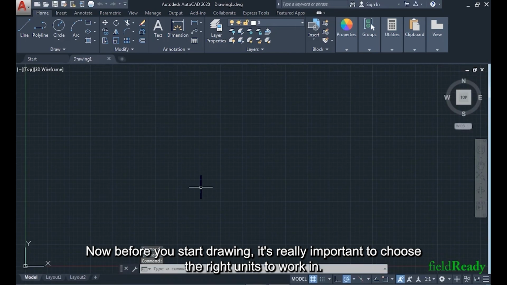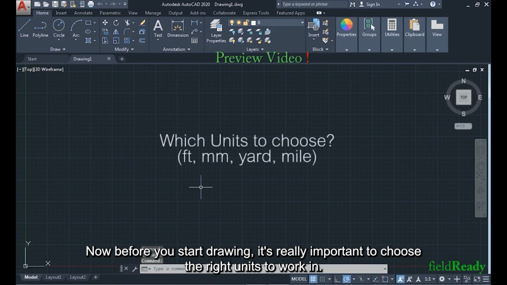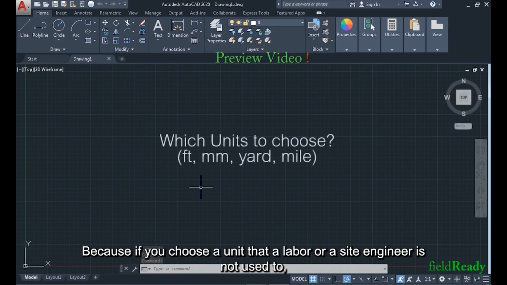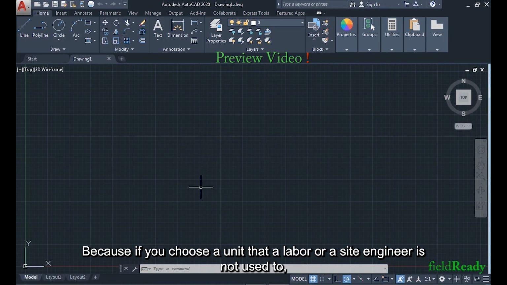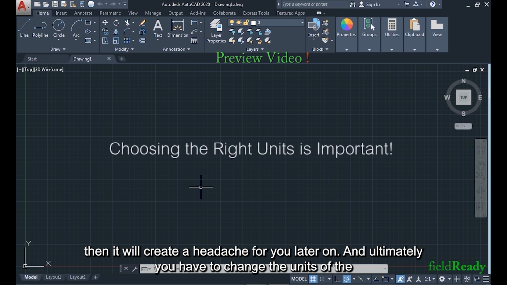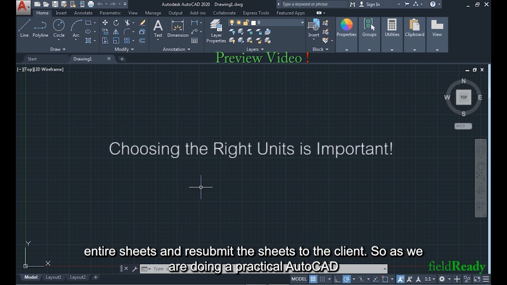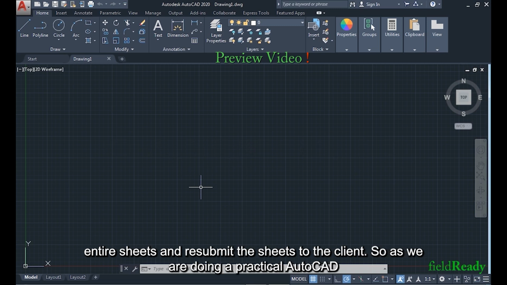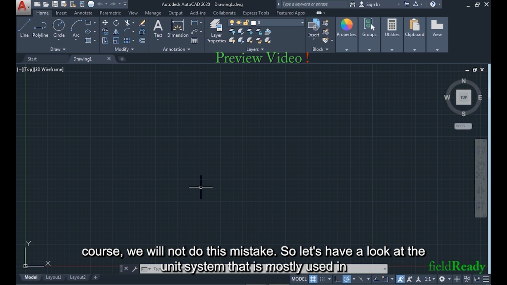Now before you start drawing, it's really important to choose the right units to work in. Because if you choose a unit that a laborer or a site engineer is not used to, then it will create a headache for you later on. And ultimately you have to change the units of the entire sheets and resubmit the sheets to the client. So as we are doing a practical AutoCAD course, we will not make this mistake.